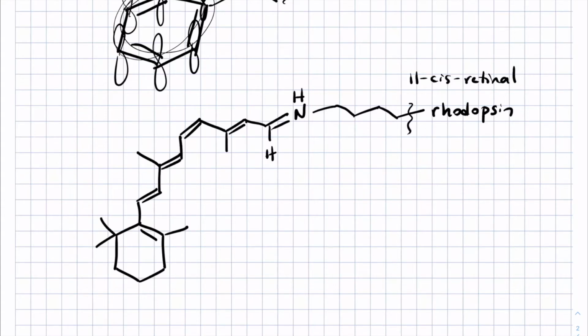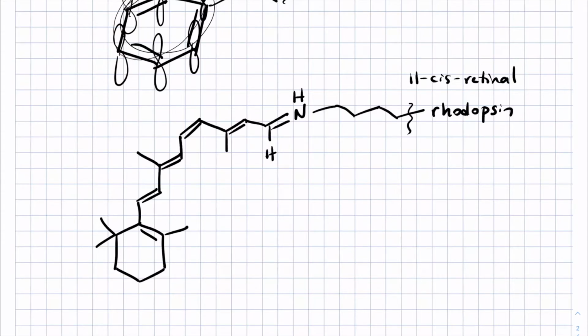And notice here you have 1, 2, 3, 4, 5, 6 pi bonds in resonance or conjugation with each other. That's 12 carbon atoms, 12 pi orbitals. The HOMO-LUMO gap is just so that you can now absorb light.